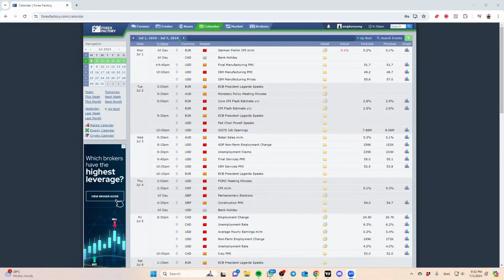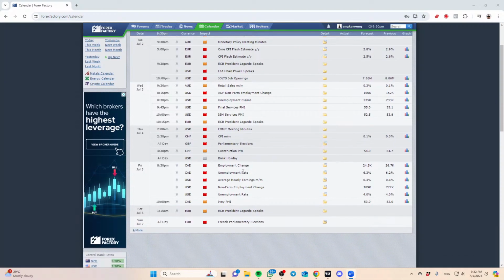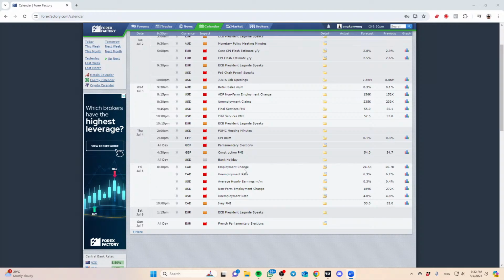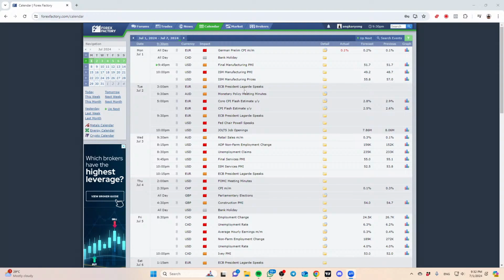Now, of course, we also have the NFP, basically the first Friday of the month, so do take note of that. In this week's calendar, the focus is very much on Friday. Coming in, we have NFP plus the Canadian labor market data. So for those of you interested in news trading, taking advantage of short-term volatility, Friday is definitely the focus for this week.